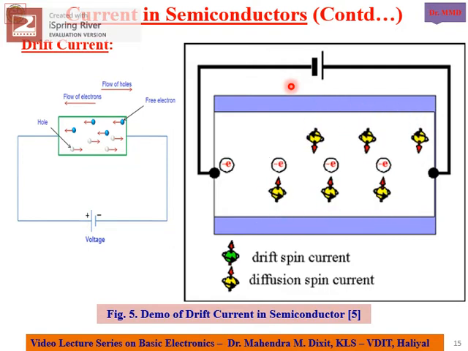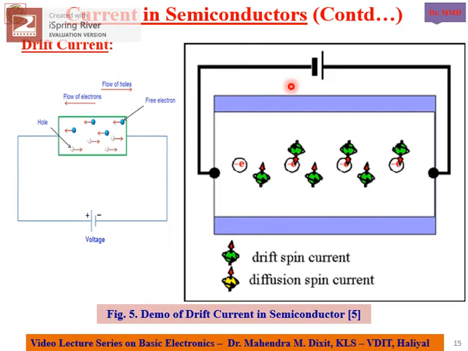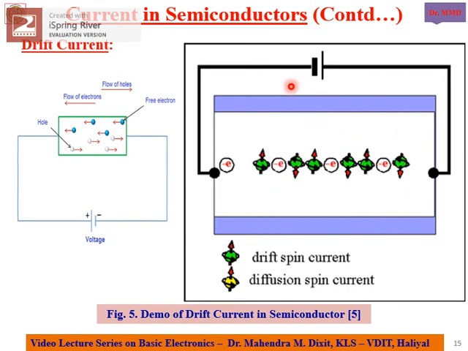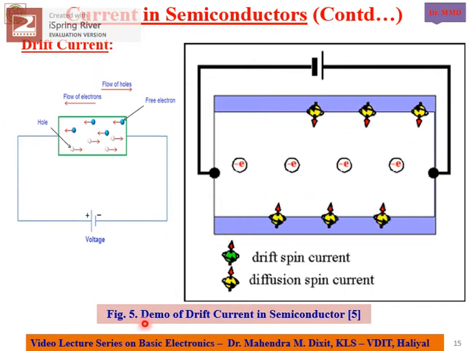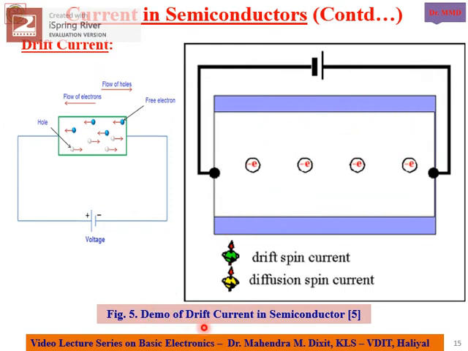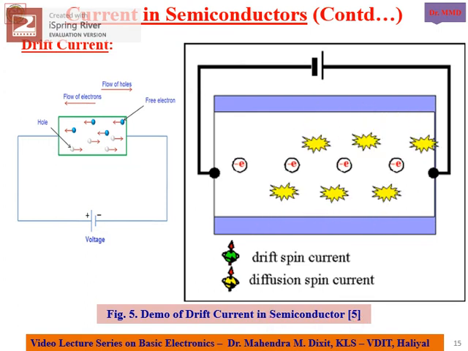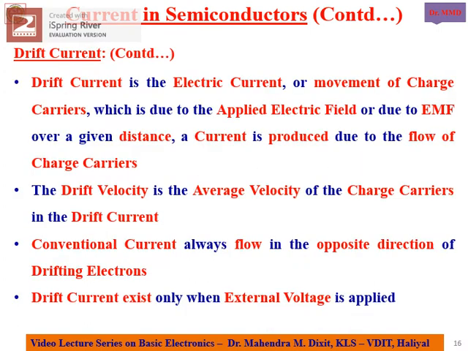And the drift current, as I mentioned, is always flowing opposite to the flow of the conventional current. Figure number 5 demonstrates the concept of drift current in semiconductors, which is taken from reference number 5. A few more additional points for our reference.